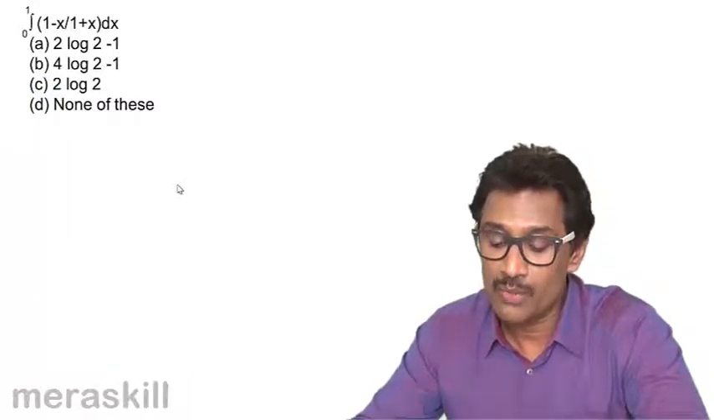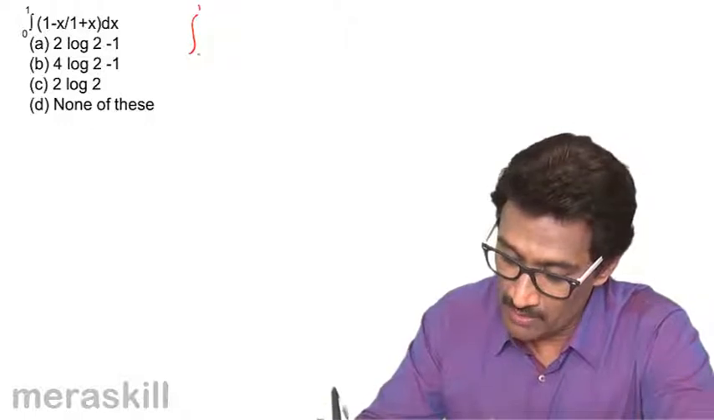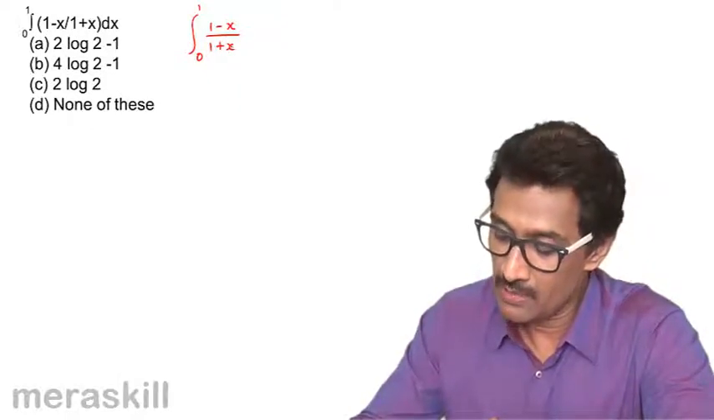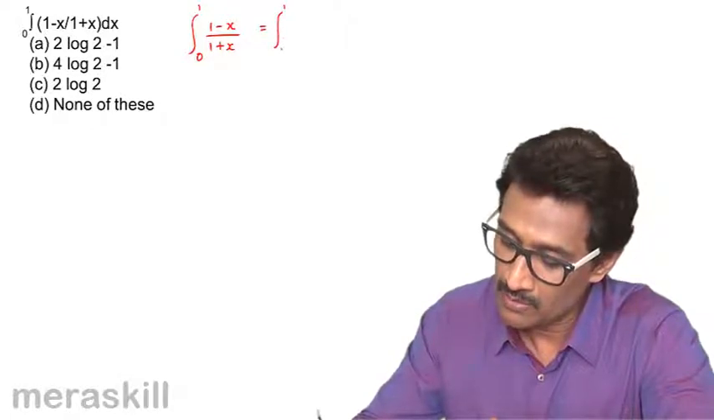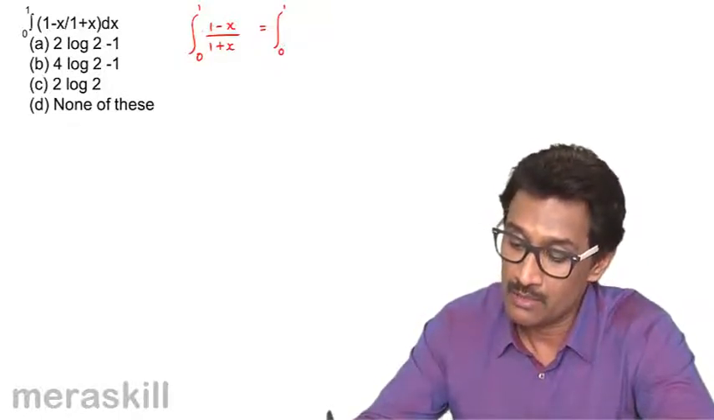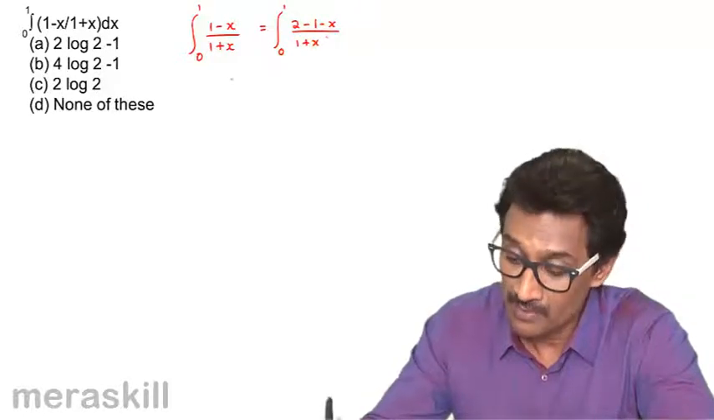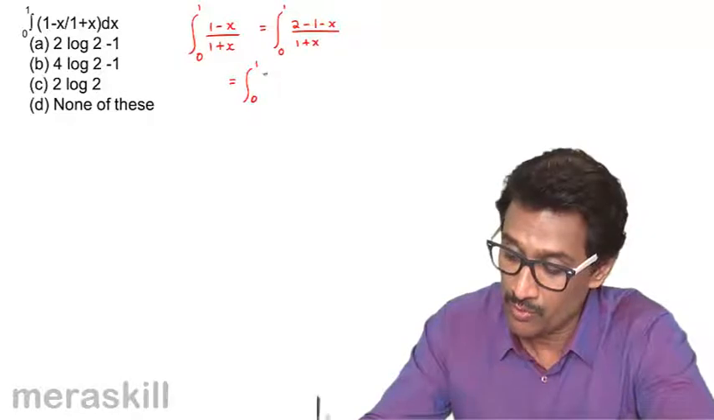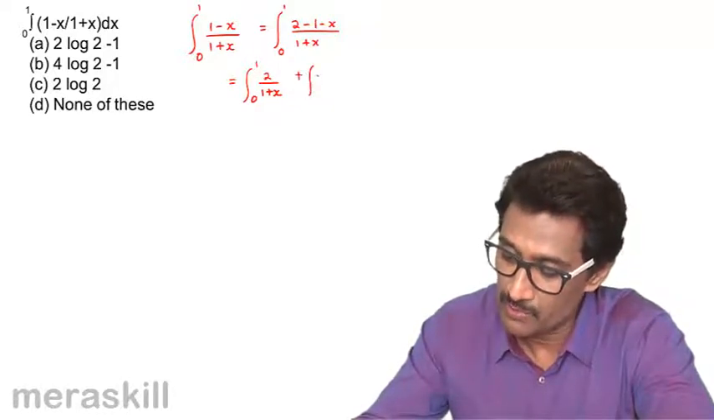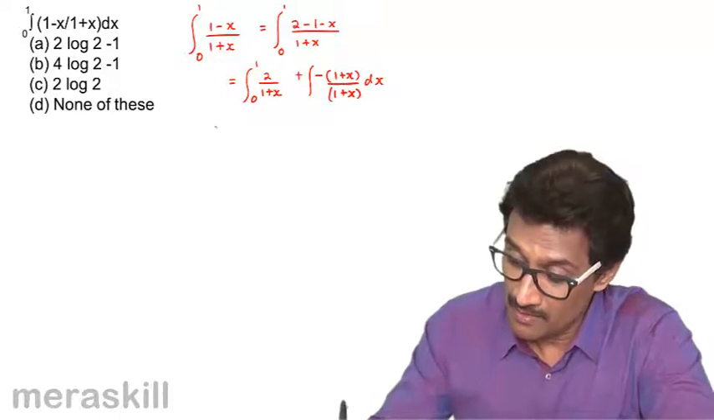Okay. Similarly, here you have the integral from 1 to 0 of 1 minus x upon 1 plus x. Now, if you see, we can write 1 as 2 minus 1, so it becomes 2 minus 1 minus x upon 1 plus x. This can then be written as the integral from 1 to 0 of 2 upon 1 plus x minus 1 plus x upon 1 plus x dx.